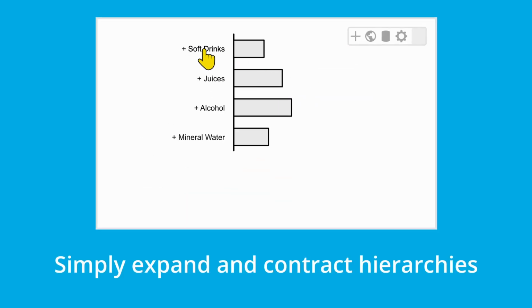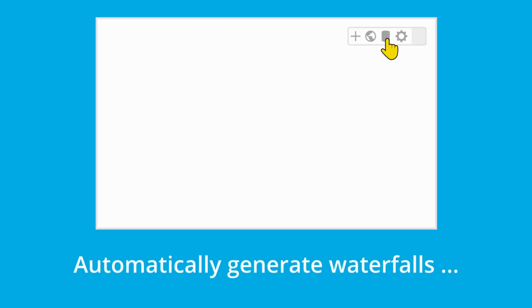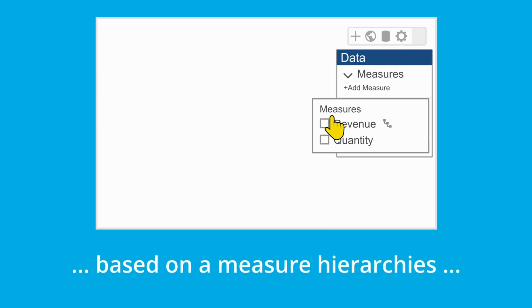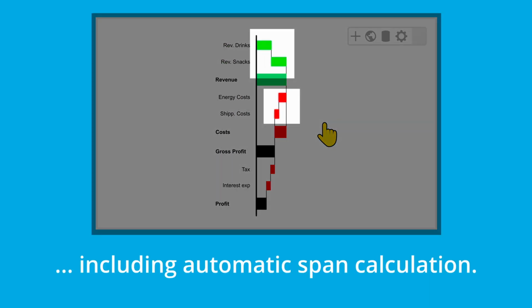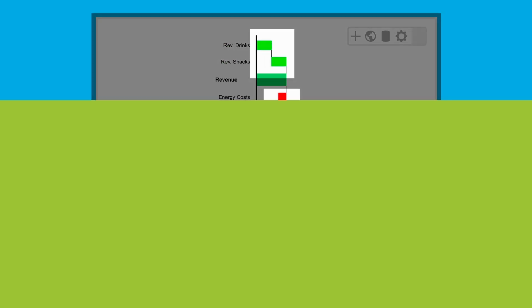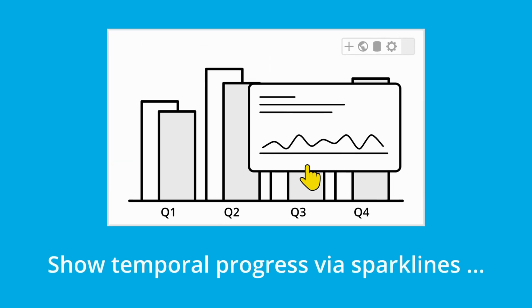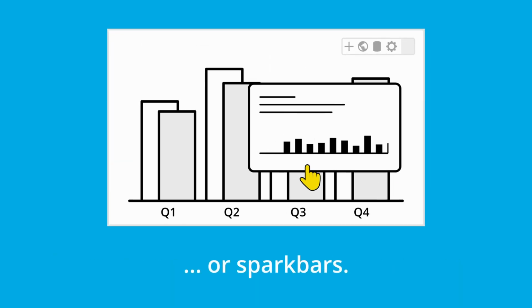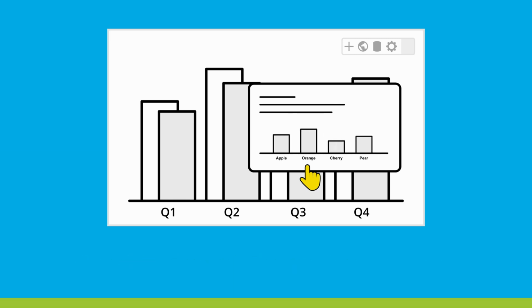It is now possible to expand and contract hierarchies within your chart. Our new waterfall will automatically adjust if a measure hierarchy is used. To easily provide even more information without cluttering your dashboard, you can extensively configure our tooltips with drill-down charts of various types.